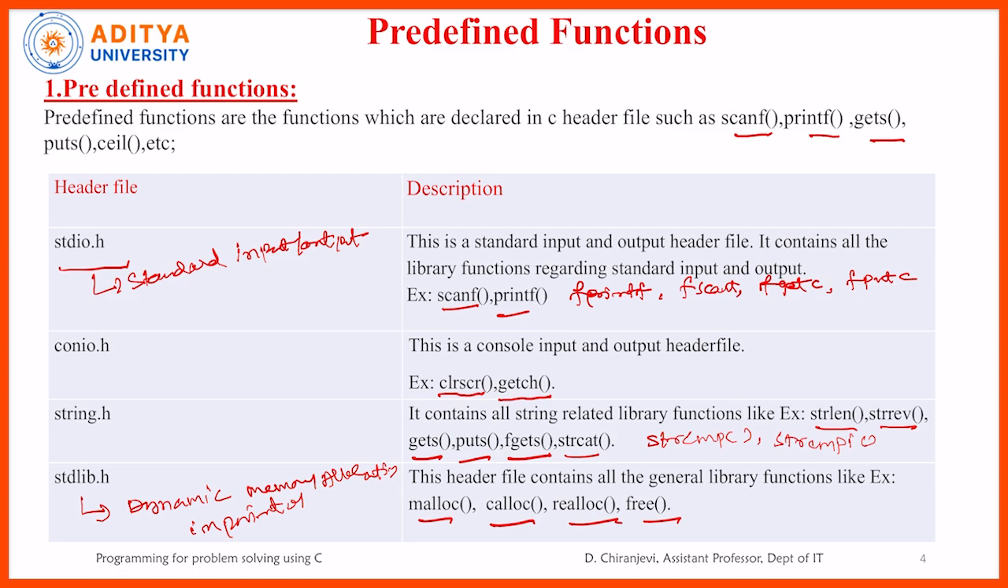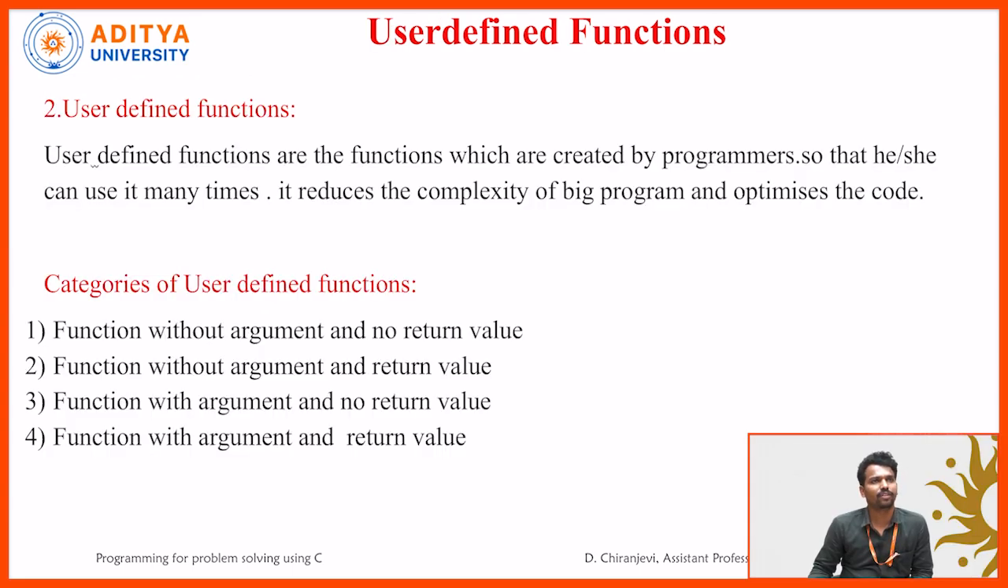And math.h is there. In math.h, you can use the square root function and power function, and then you can use trigonometric functions like sine, cosine, and tan, etc. These are some of the respective header files and the respective predefined functions which exist in C programming. And the next one is user-defined functions.